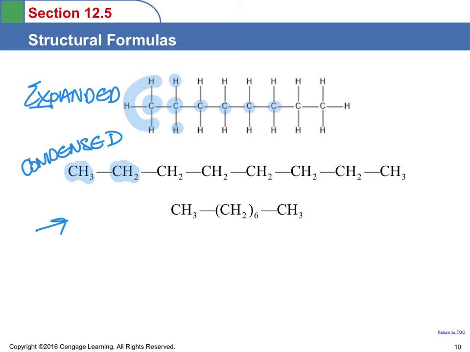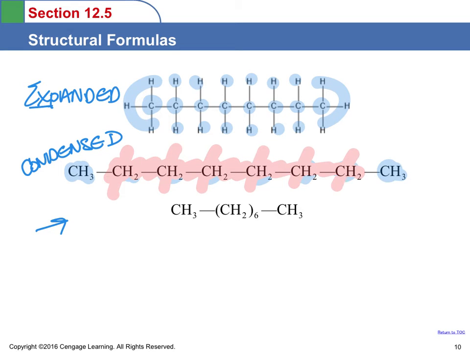And then there's 1, 2, 3, 4, 5 more that are all CH2s. So CH2, CH2, CH2, and so on, till I get to the one on the end that has 3. So there's your CH3. Notice how there's some repeats. All of these CH2s are repeating in the middle. There's 1, 2, 3, 4, 5, 6 of them.